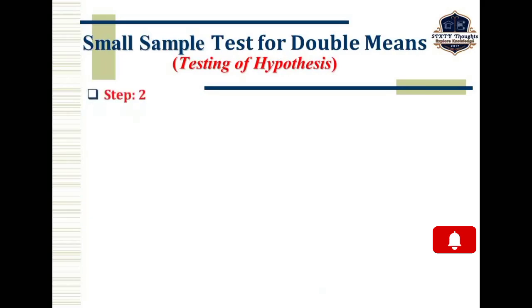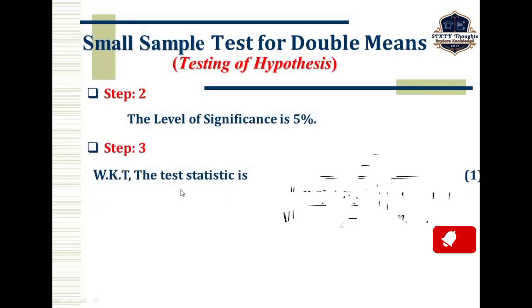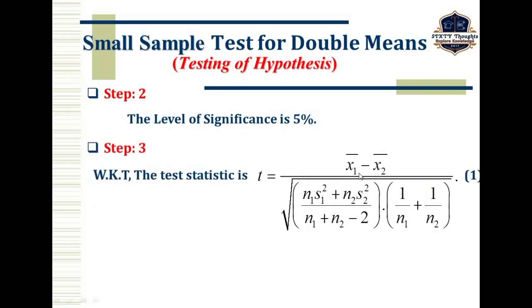So what is step number 2? We write the level of significance. Here the level of significance is 5%. It is not mentioned, and in case it is not mentioned, we consider the standard level of 5%. Step number 3, we find the t value. We know that the test statistic is t equal to (x1 bar minus x2 bar) by square root of [(n1 s1 square plus n2 s2 square) by (n1 plus n2 minus 2)] into [1 by n1 plus 1 by n2].